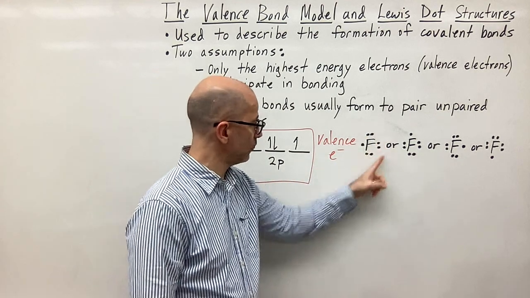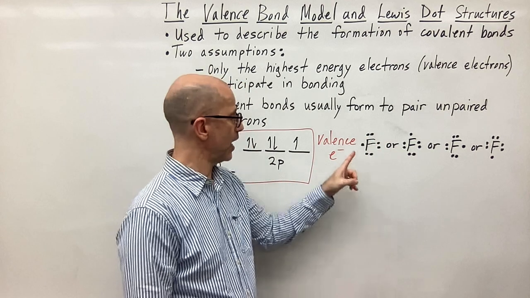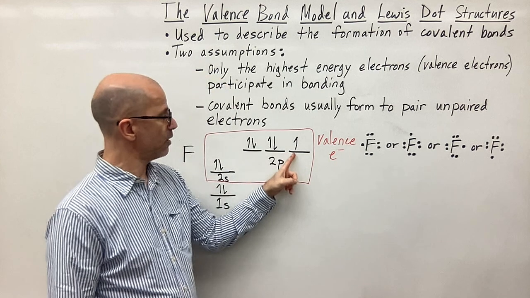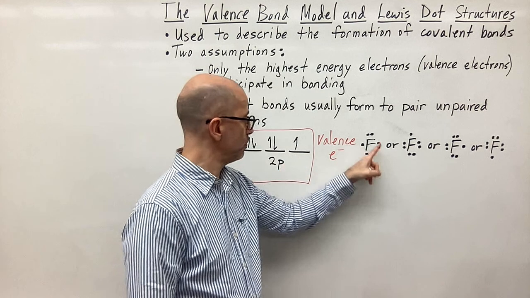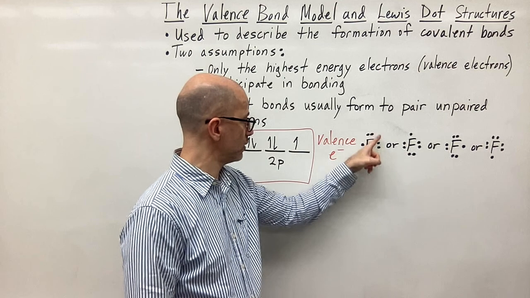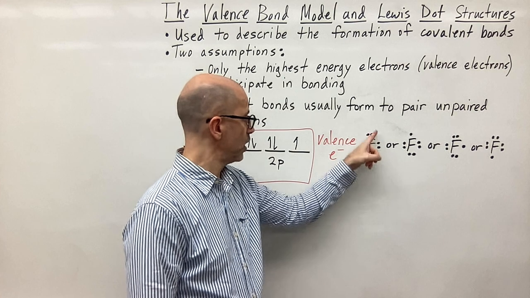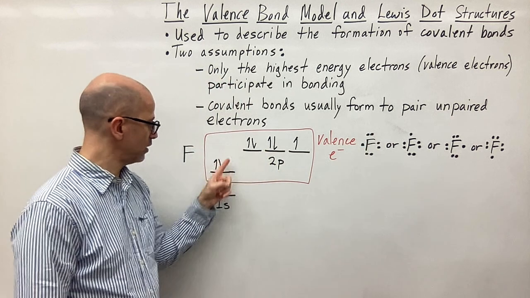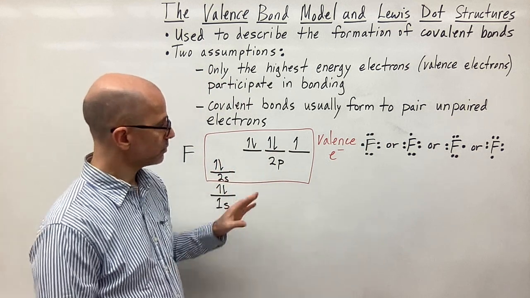So basically, this is what your Lewis symbol looks like. You've got 1 unpaired electron, which matches up with that one there. And then you've got 3 lone pairs, 3 pairs of electrons, 1, 2, and 3. And that corresponds with these 3 here.